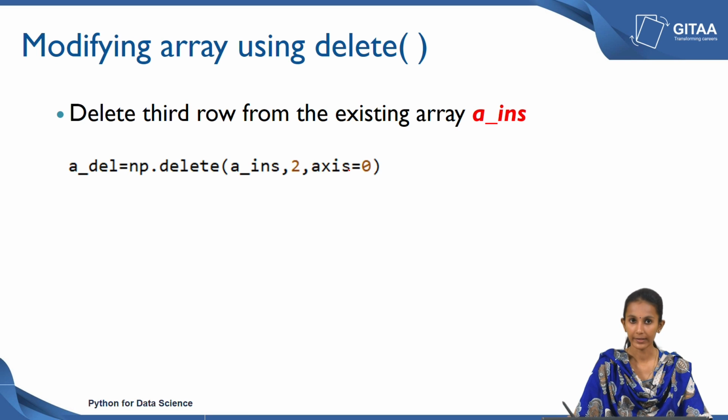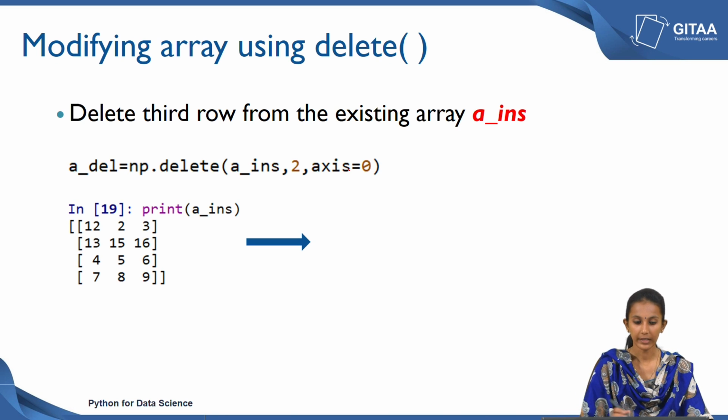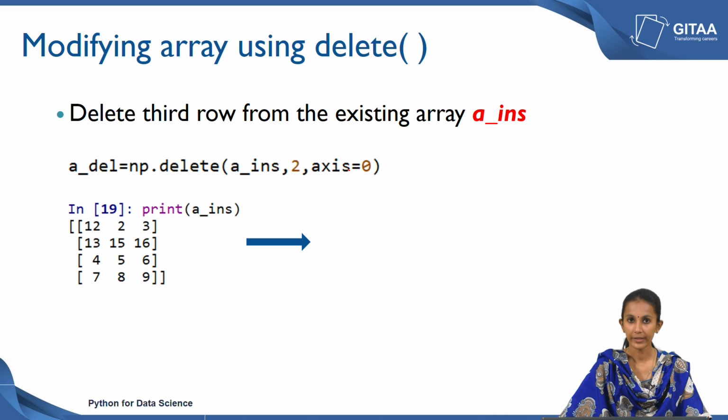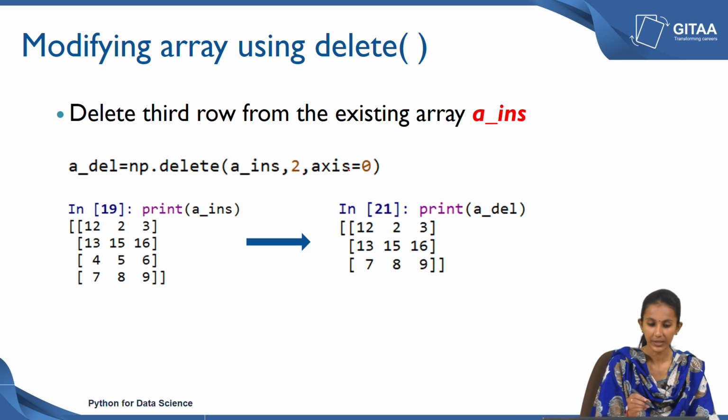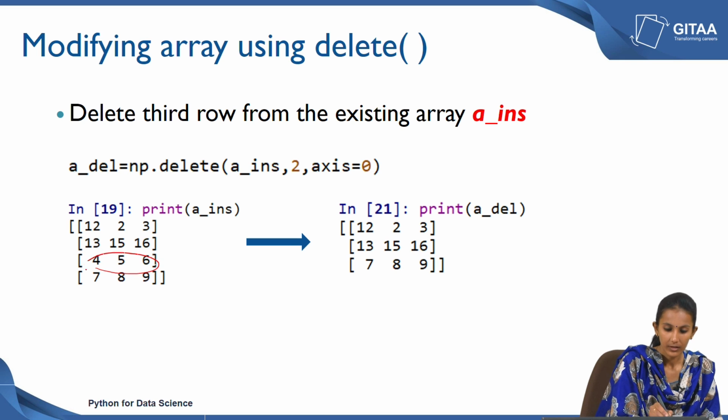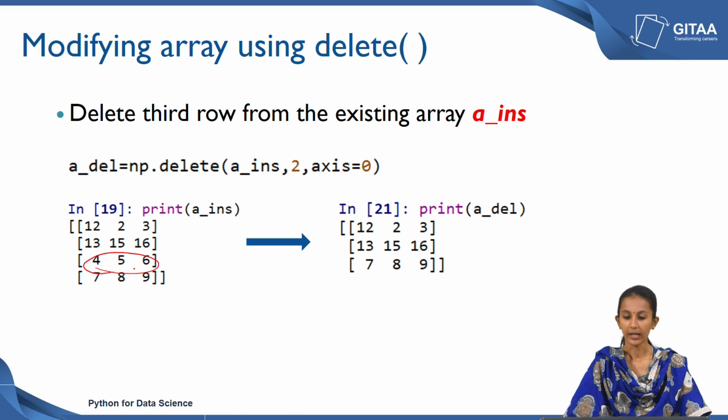When you print A underscore ins, when you look at the left hand side, this was the old array. We are going to delete the third row. The updated array is on the right hand side. We had removed the third row, which means 4, 5, 6 will be removed from the array.